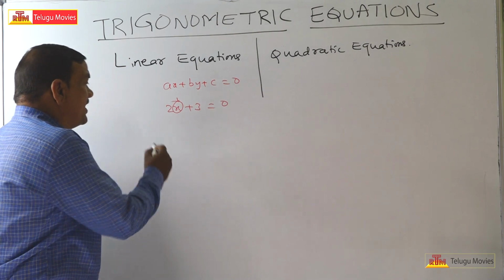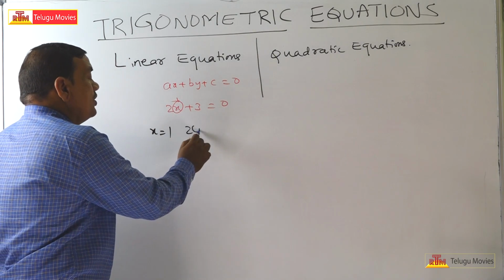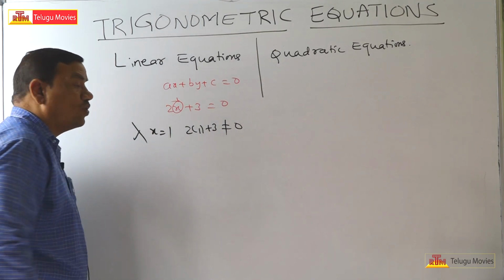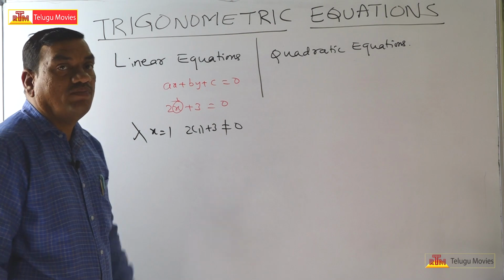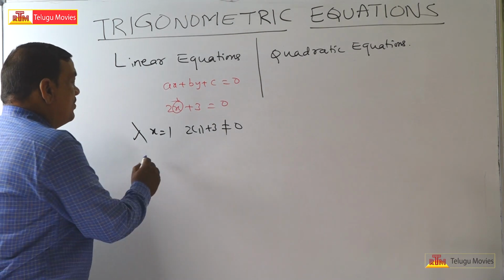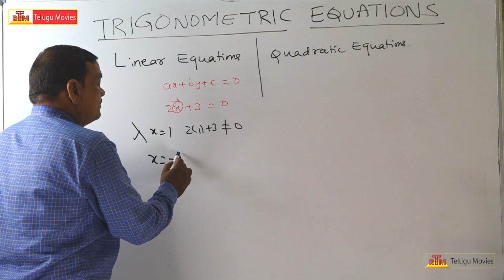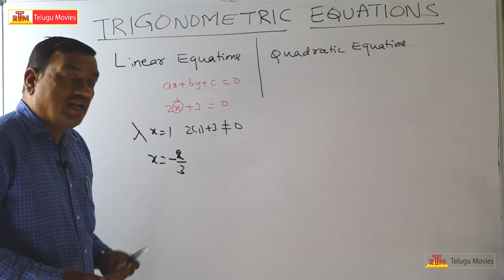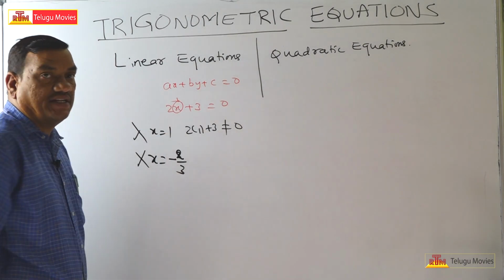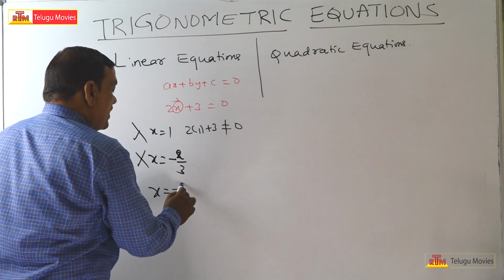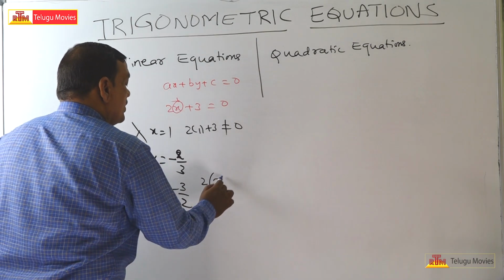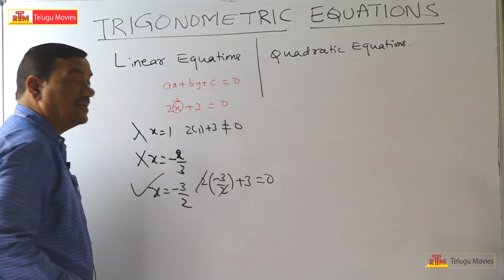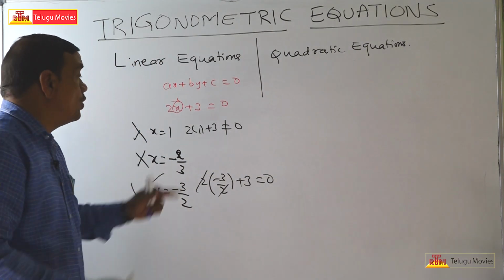For example, if I take x is equal to 1, see here 2 into 1 plus 3, can it be equal to 0? No. Therefore, x is equal to 1 cannot be the solution of the given equation. If I take x is equal to minus 2 by 3, then also the equation cannot be satisfied. If I take x is equal to minus 3 by 2, substitute here 2 into minus 3 by 2 plus 3, is it 0? Yes, it is 0. Therefore, x is equal to minus 3 by 2 is a solution of this equation.